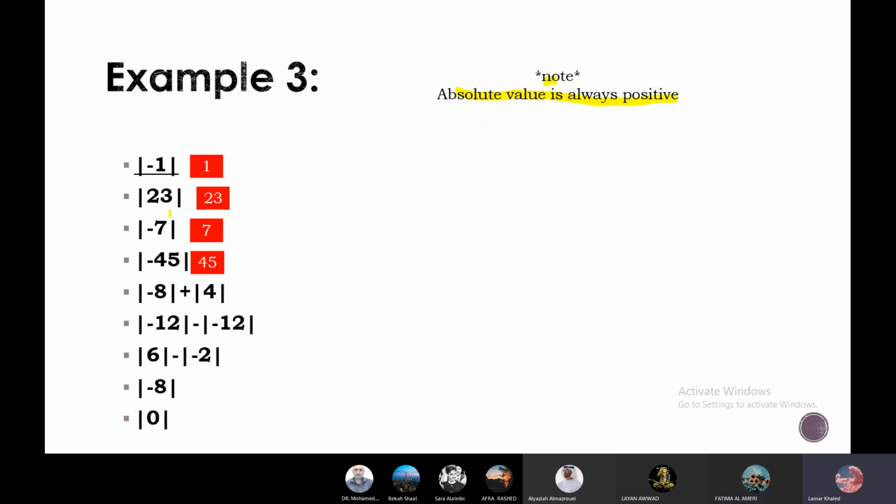Okay, now, Aliasia, can you solve this question? If it's hard for you, separate it. Imagine -8 and +4 are separated from each other. The absolute value of -8 is what? Can someone tell me the absolute value of -8? 8.